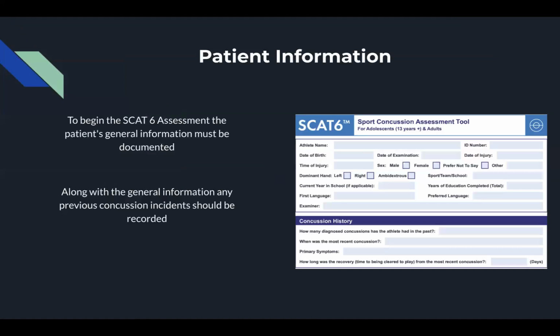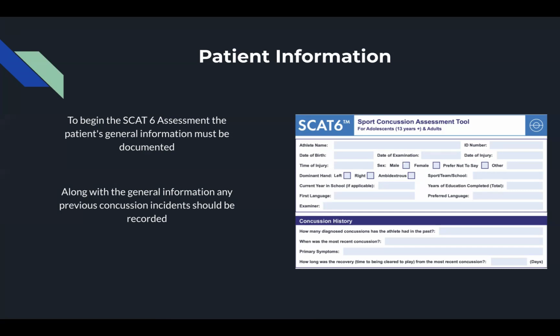So the first section that you'll see when going over the SCAT6, and it's very important to fill out, not overlook, is the patient information. So in order to begin the assessment, we just want to take general information down, such as name, date of birth, time of injury, dominant hand, these type of things. And that just overall will help keep a cohesive documentation as you go forward.